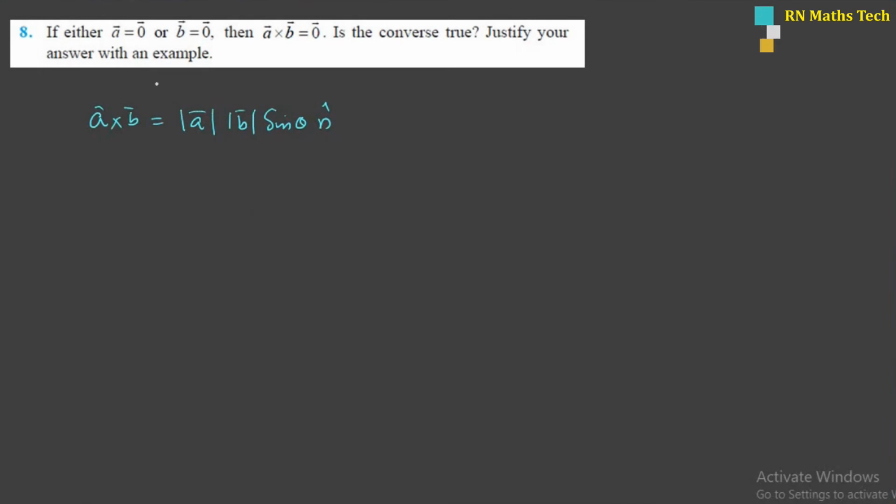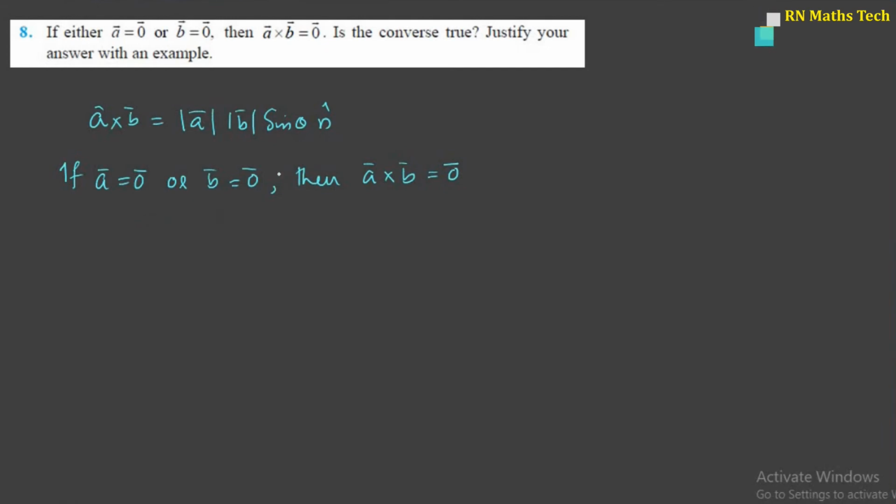Okay. So if A bar equal to 0 bar or B bar equal to 0 bar, then A bar cross B bar is equal to 0 bar. Okay. Now the converse. What about the converse?